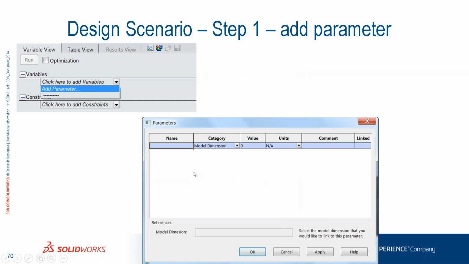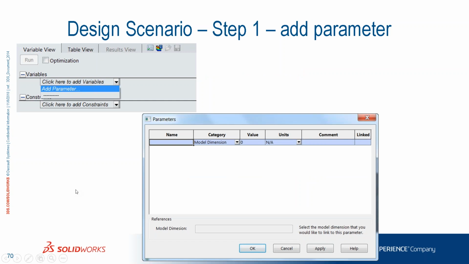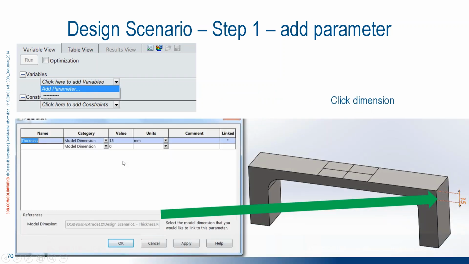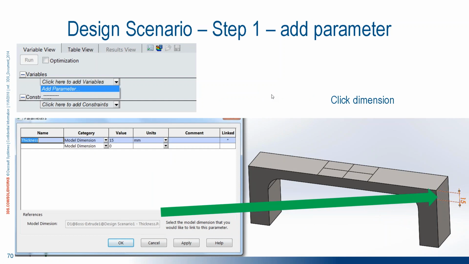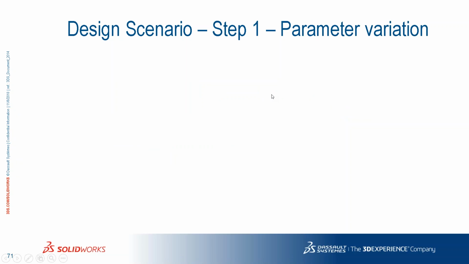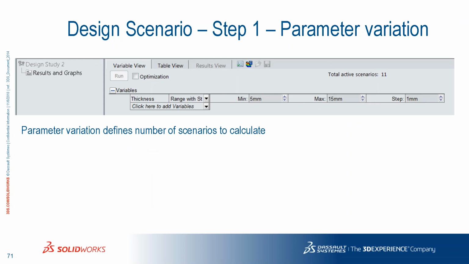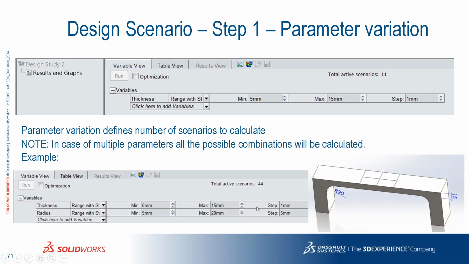After that, you will get this window, and here you need to name the parameter. In this case will be thickness, and define that it's a model dimension. Then you click on the dimension, and it will be captured by SOLIDWORKS Simulation. After you've done this, you need to define the variation. In this case, it's a range from 5 to 15 millimeters with 1 millimeter amplitude.